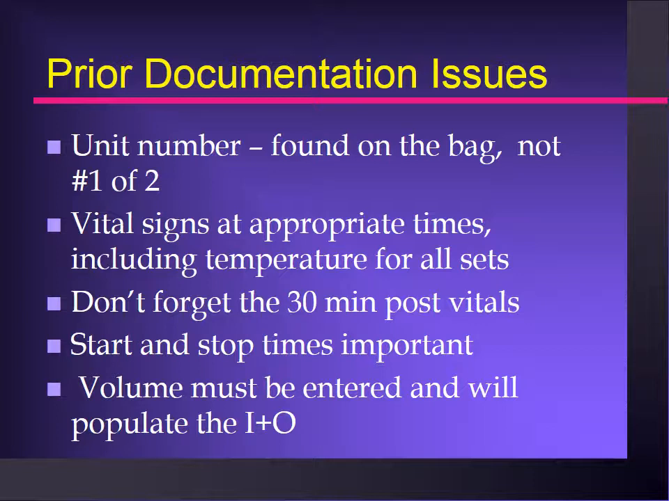We did an audit a couple years ago, and I've identified some of the most common errors that we found. Unit numbers should be recorded as what you found on the bag, the W number on the bag, not number 1 or number 2. Vital signs must be taken at appropriate times, including a temperature for all sets. Don't forget the 30-minute post-vital signs. Start and stop times are very important, especially when we're trying to figure out the timing of a transfusion reaction. And if you enter the volume transfused, it will populate the I&O.